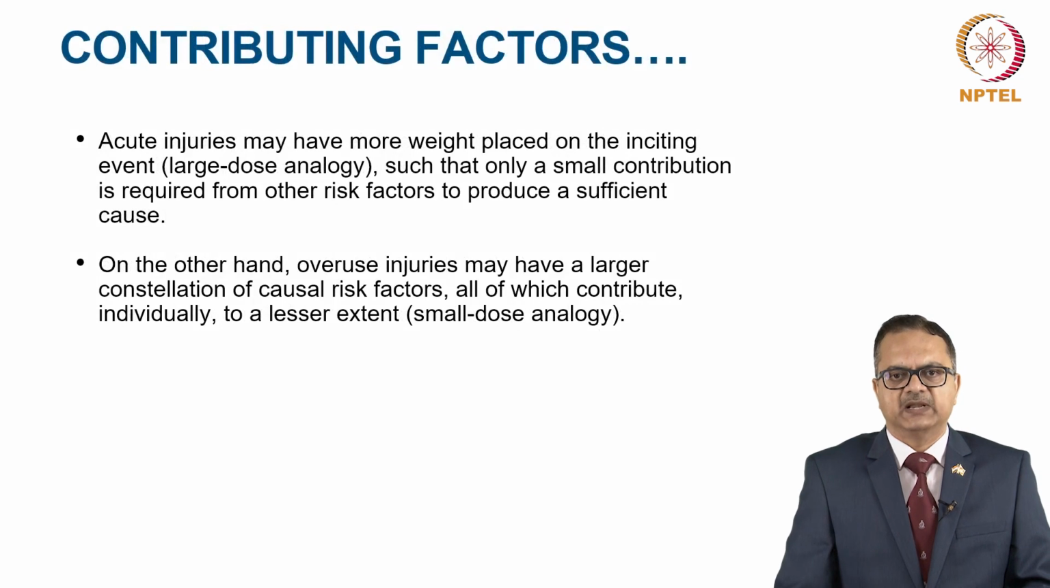Acute injuries may have more weight placed on the inciting event, that is, a large dose analogy, such that the risk factors only contribute in a small manner. On the other hand, overuse injuries may have a larger constellation of causal risk factors, all of which contribute individually to a lesser extent. That means it's a small dose analogy. Most of the factors which cause overuse injuries contribute in a small manner to the overall injury. However, in an acute injury, because it is a large dose analogy, most of the causative factor is placed upon the inciting event.